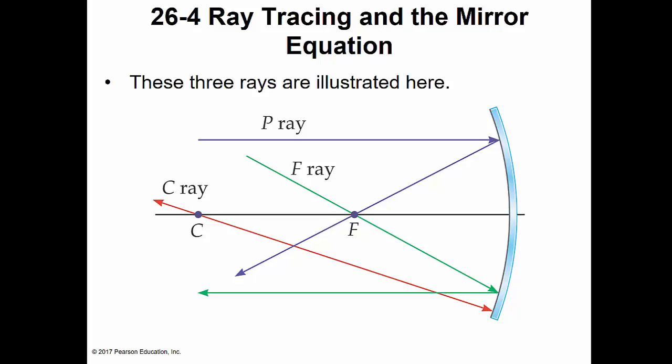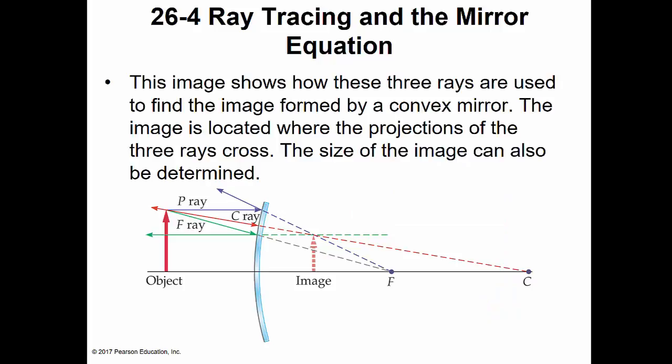The third ray is the C ray, and it goes through the center of curvature. Because it's going through the direct center of the mirror, it bounces back and forth and doesn't get bent in any way. So let's look at a convex mirror. Remember that convex mirrors diverge light. They always make a virtual image. That image is going to be upright, and it's going to be located behind the mirror.